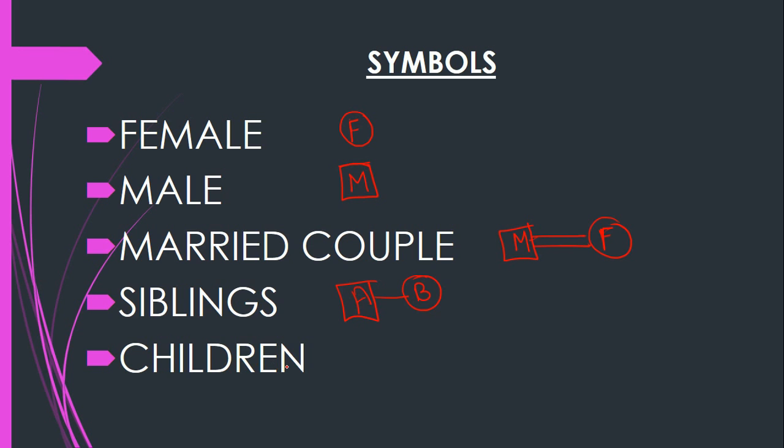And for children, how will we represent the children of a married couple? Suppose this is our married couple, so their children will be like this. So for children we will represent them like this. This is our complete flow, or you can say this is our complete family tree.